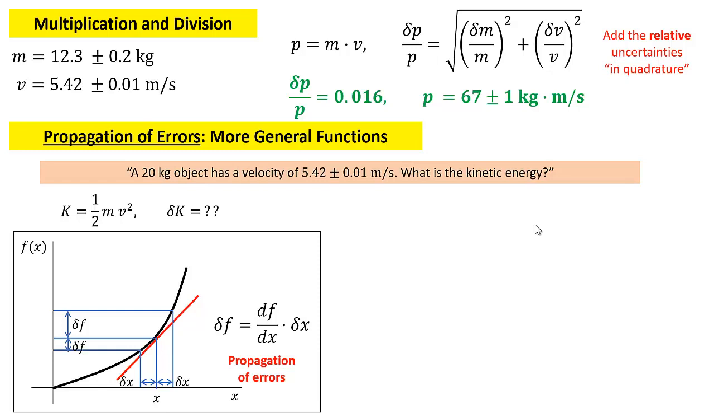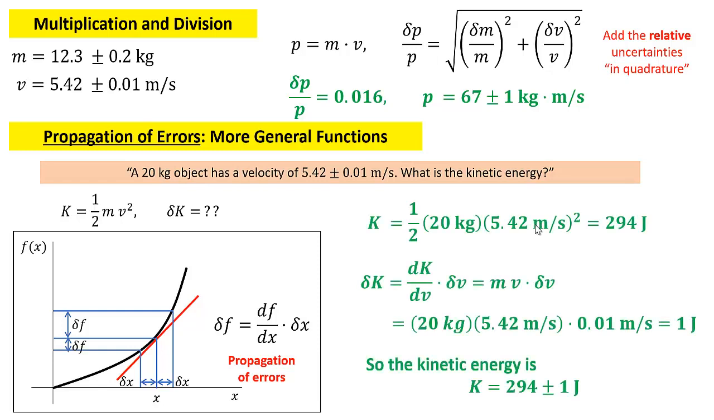Okay, so what does that look like in this case? For a kinetic energy of 1/2 mv squared, I can calculate that kinetic energy for this example. I get 294 joules. The uncertainty in the kinetic energy will be the derivative of the kinetic energy with respect to velocity times the uncertainty in the velocity.